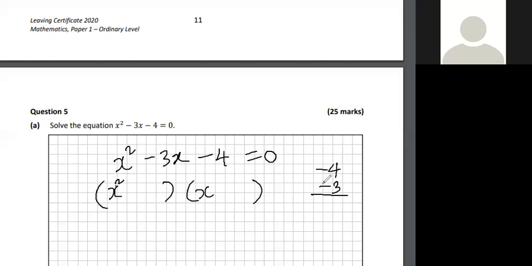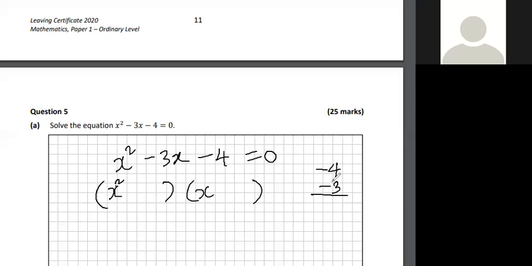Are you writing this down? You write the last number, minus 4, and then you look at the middle number, the coefficient of x, and that is minus 3. Don't write 4 and 3. You have to respect the negative sign in mathematics. If you don't put the negative sign there, you are already in trouble. You understand what I'm saying?